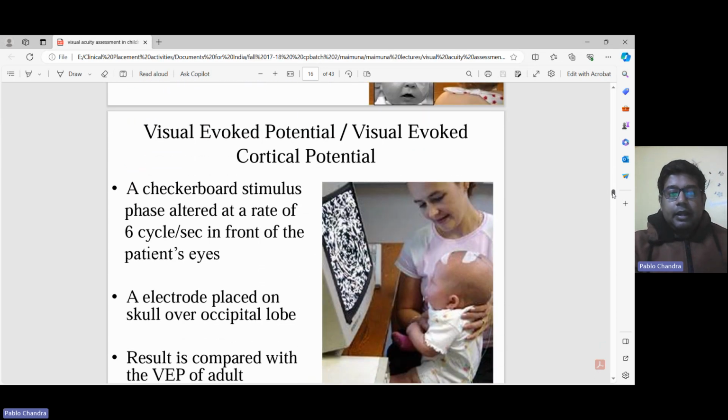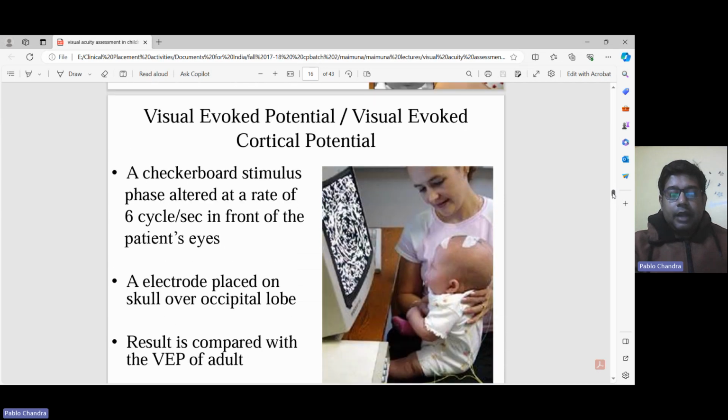VEP is another thing which is normally done. It's an objective way of checking the visual acuity. Although it's not so comfortable for the patients, we place electrodes on the occipital lobe region of the patient, and a checkerboard pattern is shown on the screen at a rate of 6 cycles per second in front of the patient's eye, with the electrodes placed on the skull.